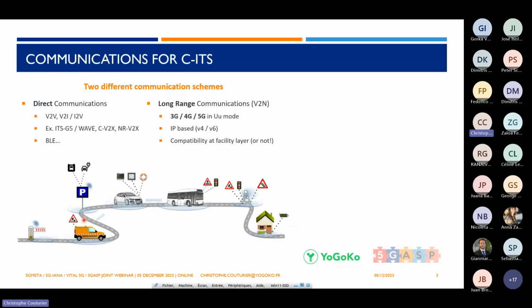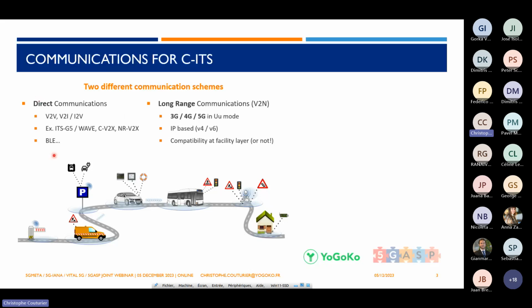So this slide is to explain what the communication need is and how we handle communication in what I call C-ITS, Cooperative Intelligent Transportation Systems. Most of you probably know that we use basically two ways of communication in the scope of ITS.